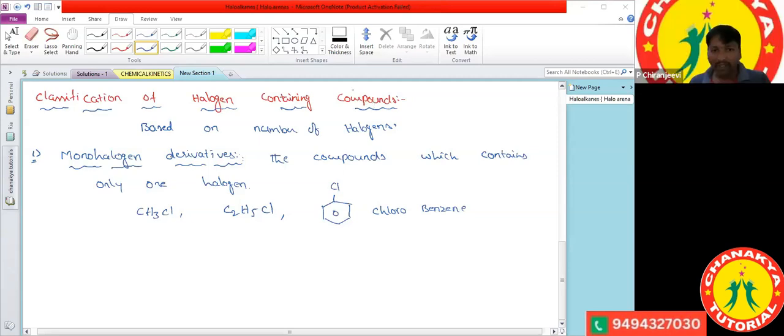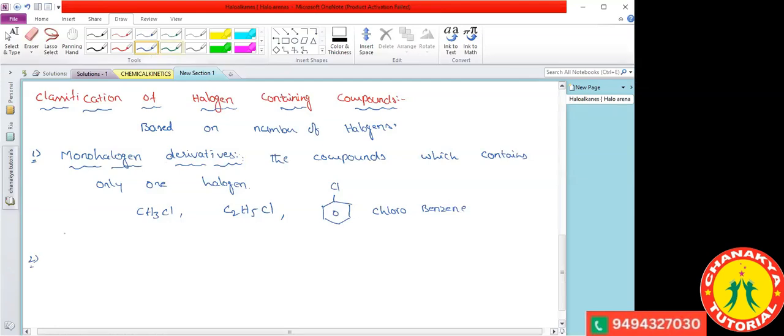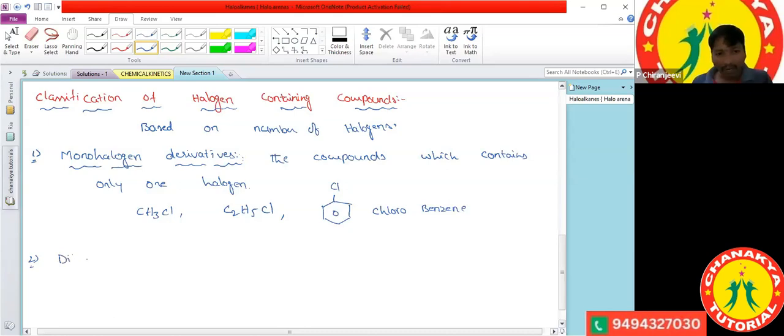Okay. So methyl chloride, ethyl chloride, and chlorobenzene, all these are examples of monohalo derivatives. Now, the second one, dihalo derivatives. What are dihalo derivatives, Ma? Di means how many halogens it has to have? Two, sir. Two, Ma. Okay, dihalogen derivatives.